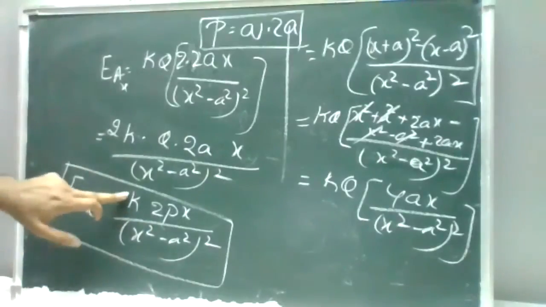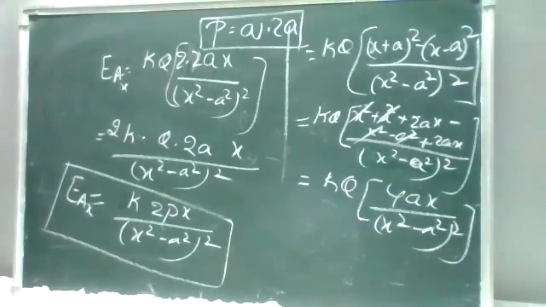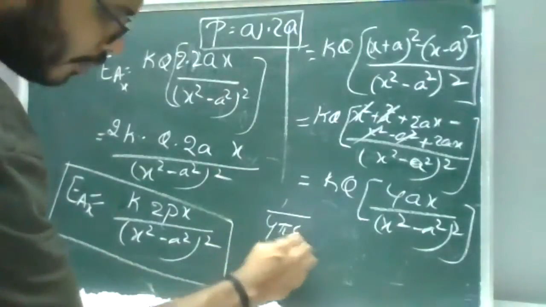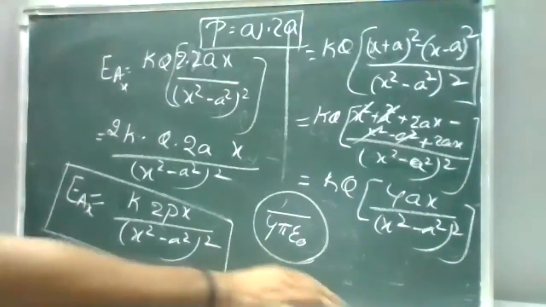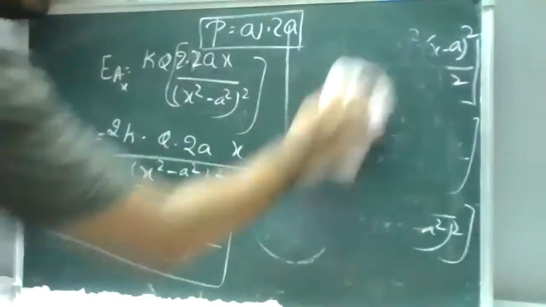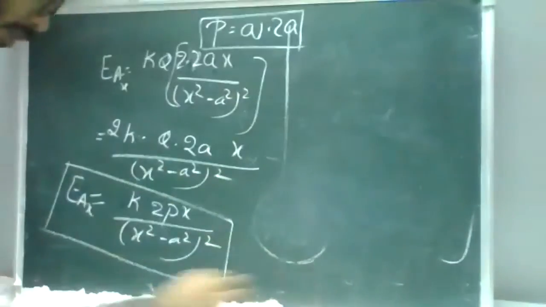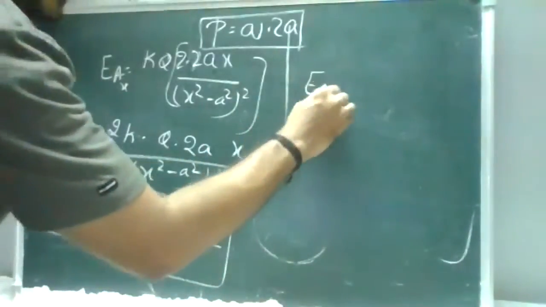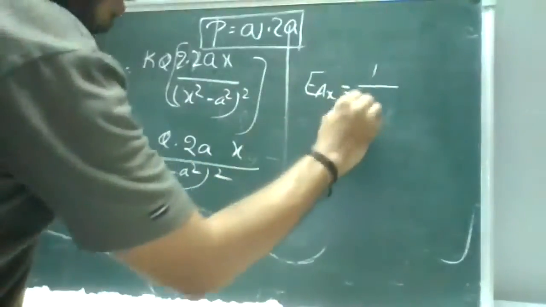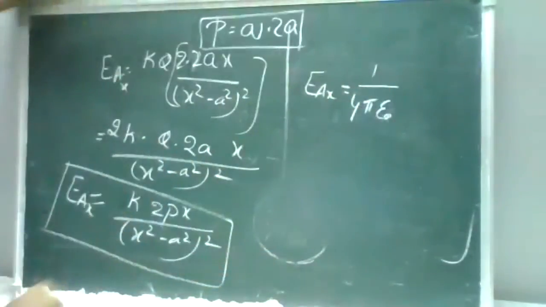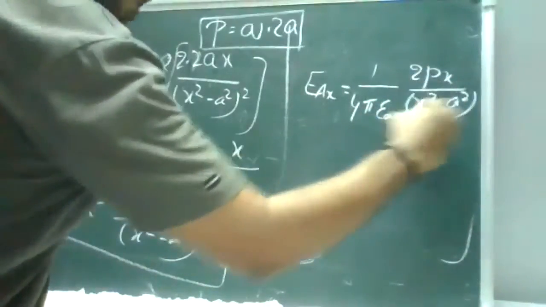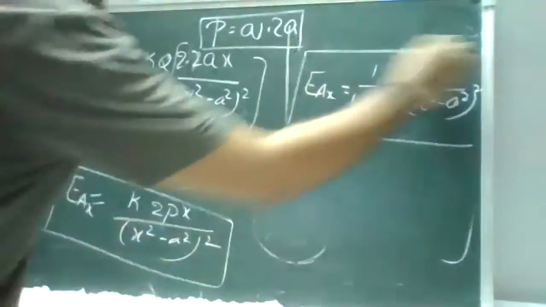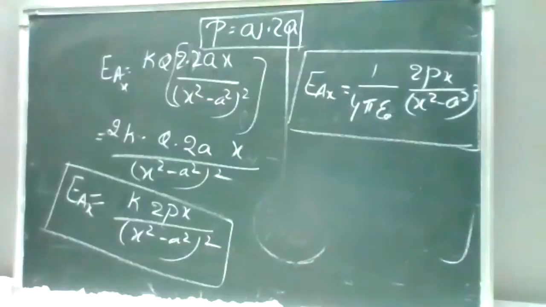And you already know the k value. Since it is a constant, I'm just keeping it there itself. k is nothing but 1 by 4 pi epsilon naught. We are assuming everything in a vacuum. So k is nothing but 1 by 4 pi epsilon naught. This is the final equation. Okay? So if you want, you can take it down. If you directly note 1 by 4 pi epsilon naught, how will the final equation come? E axial is equal to 1 by 4 pi epsilon naught, assuming it is in vacuum, 2px by (x square minus a square) whole square. This is your axial relation. Please note it down.